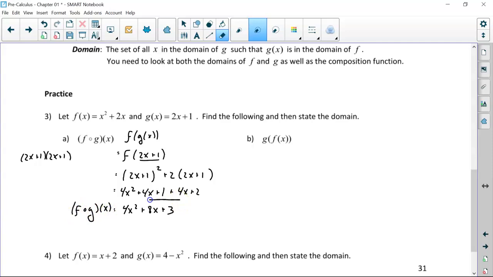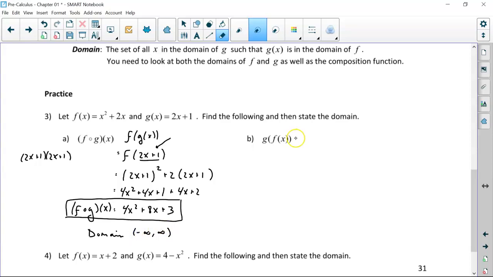That's our composite function. Now it says find the domain. Now we look at our inner function, 2x plus 1. There are no restrictions. And for our outer function, there's no restrictions. So our domain is all real numbers. Or, in interval notation, we're going from negative infinity to positive infinity.